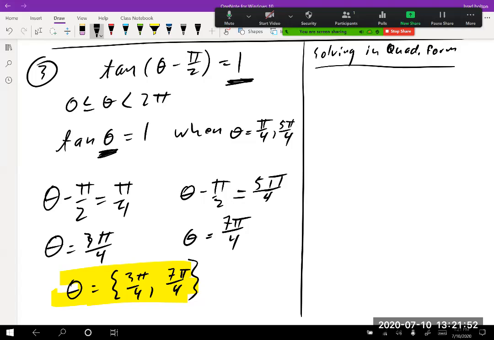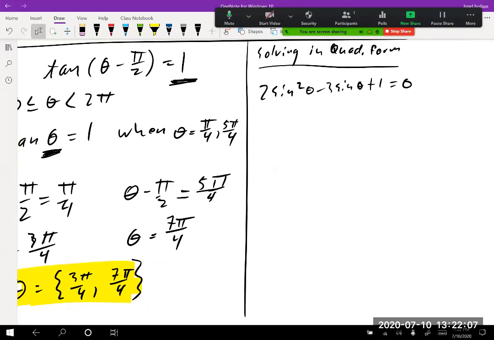Okay, so I could give you 2 sine squared theta minus 3 sine theta plus 1 equals 0. And again, we're going to go from 0 less than or equal to theta less than 2 pi, just in general so we don't have an infinite amount of answers.